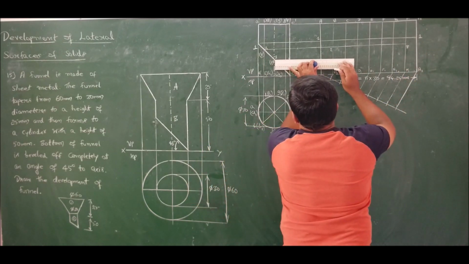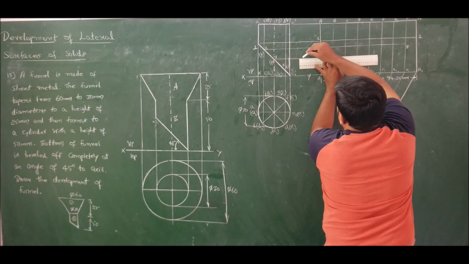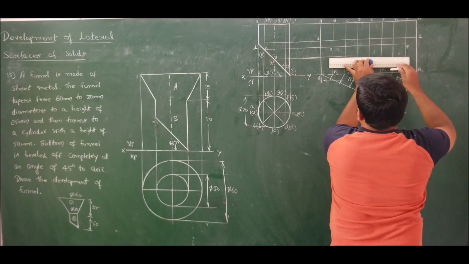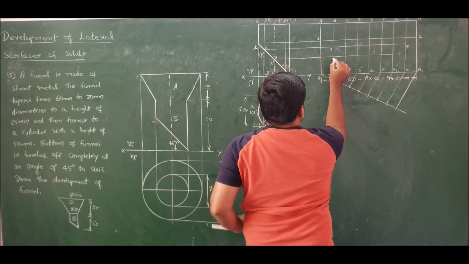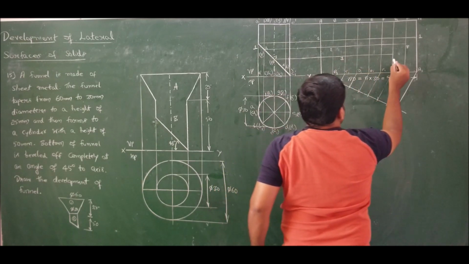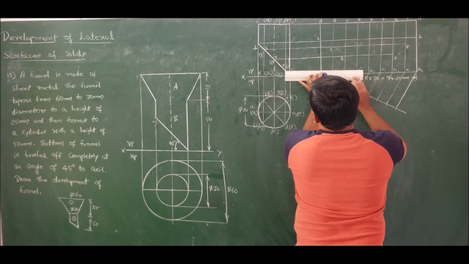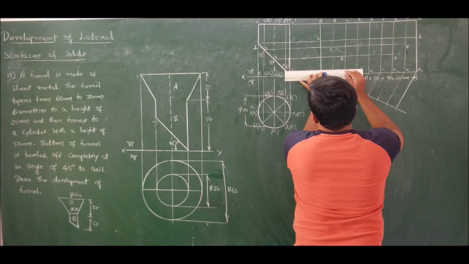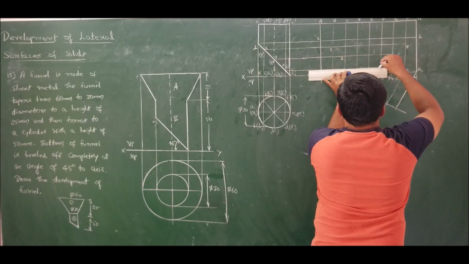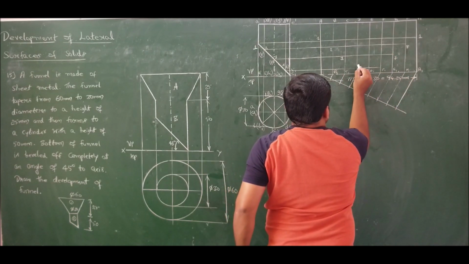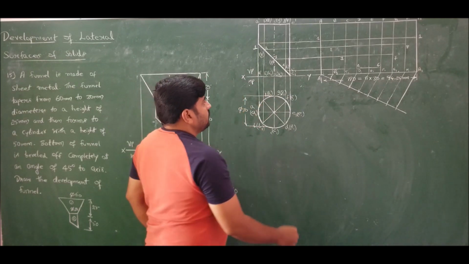Next we have 3 and 7 for C and G. Transfer it. This is 3 and this is 7. Next we have 4 and 6 for D and F. So this is 4, this is 6. Correct? So now you draw a smooth curve.